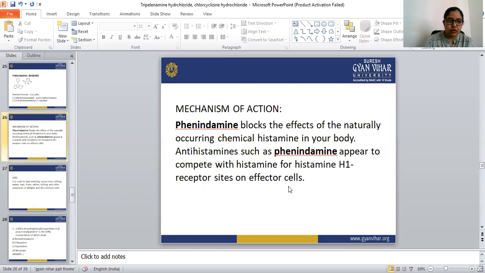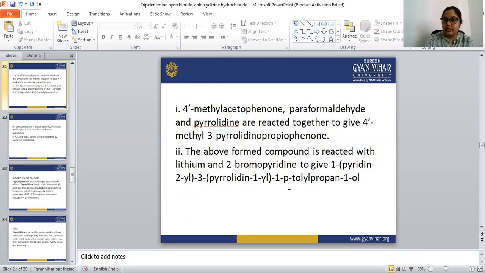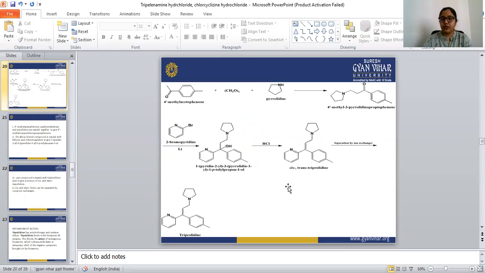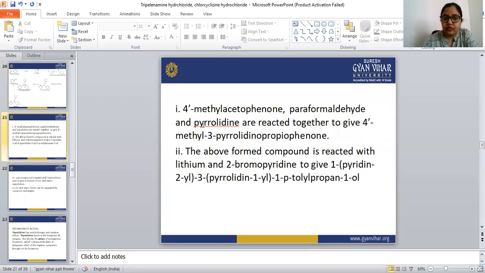So this is all about the drug. Let's see once again the synthesis of the triprolidine. We have to take 4-methyl acetophenone, paraformaldehyde, and pyrrolidine, and these are reacted together to get 4-methyl 3-pyrrolidinopropiophenone. This is reacted with lithium and 2-bromopyridine to give 1-pyridin-2-yl, 3-pyrrolidin-1-yl, 1-paratolylpropan-1-ol.